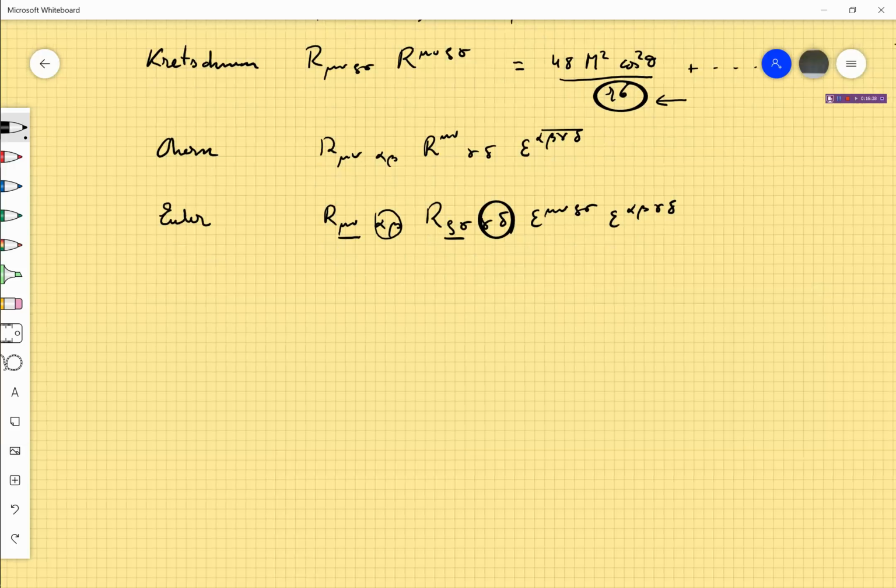Because if it is a coordinate singularity, we will, by a change of coordinates, convert the metric into a metric which is regular at r equal r_s. If the metric is regular, the curvature will be also regular there.